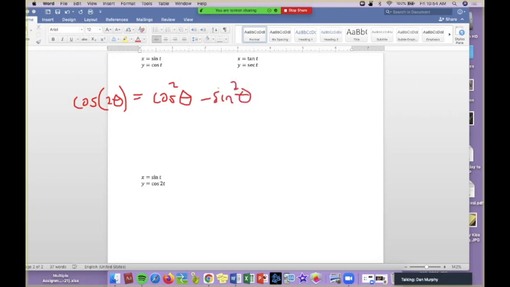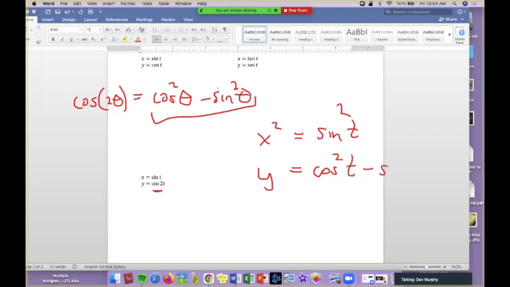Okay, so what we're going to do is we're not going to do anything to the y equation. We're just going to leave it intact. We're not going to leave it intact. We're going to rewrite the cosine of 2t. Let's start off by squaring the x parameter. So we've got x squared equals the sine of t squared. And then let's take the y equals, and let's just use the identity cosine squared t minus the sine squared of t. And what we'll do is we'll add these two equations together.